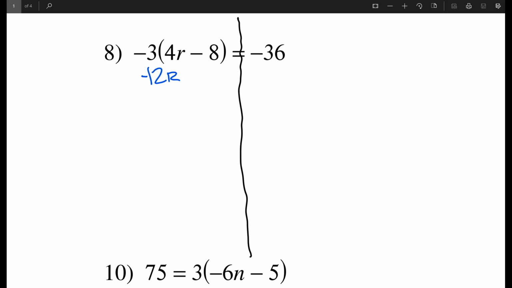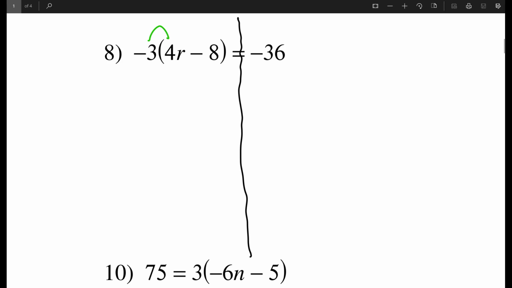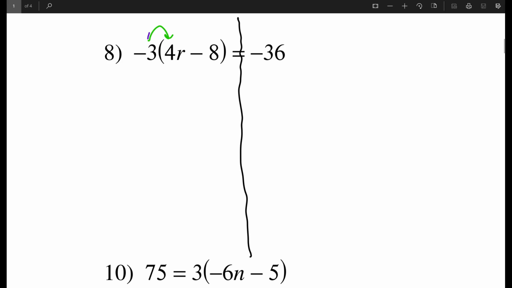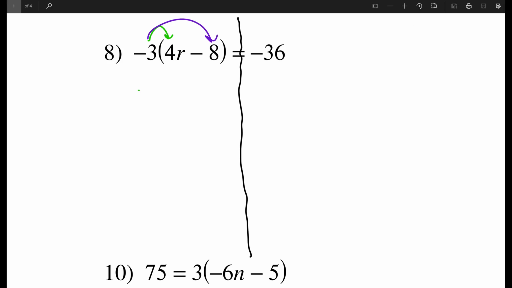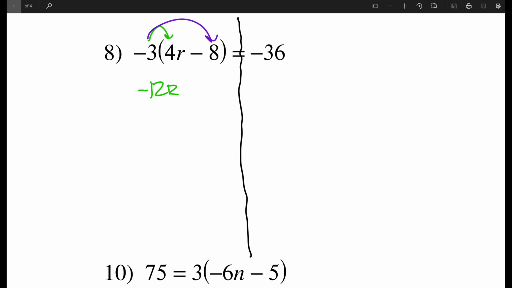And just so you see where these things are coming from, I'm actually going to use a couple different colors. If you already see this and this confuses you, please don't let this completely freak you out. So what I end up getting here is this. Let's go back to that lime color. -3 times 4 gives me -12r. And then I have -3 times -8, which is actually plus 24.